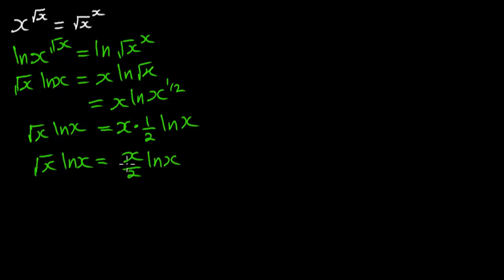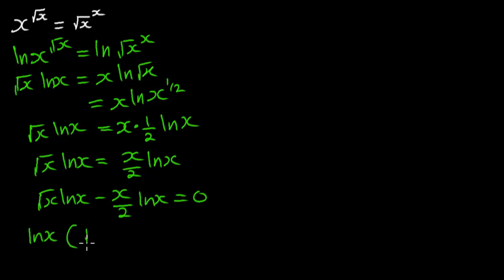Over here, let's bring everything to the left hand side. So we are going to have the square root of x times the natural log of x minus x on 2 times the natural log of x is equal to 0. Here we have natural log of x in common, so we are going to factorize natural log of x out. Here we'll be left with the square root of x minus x over 2. So this will be equal to 0.